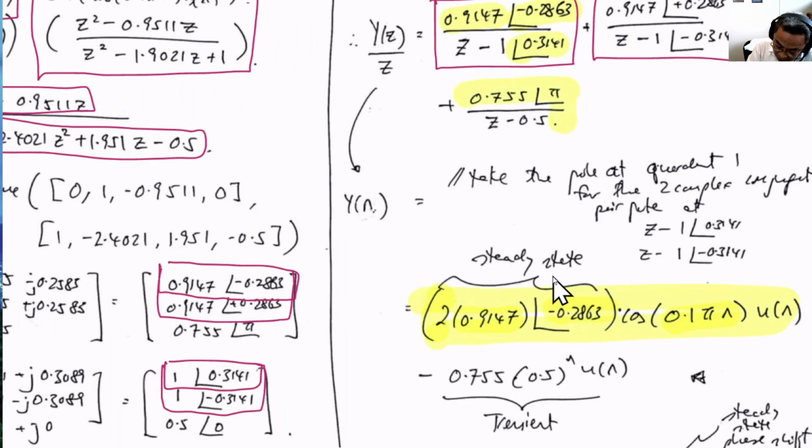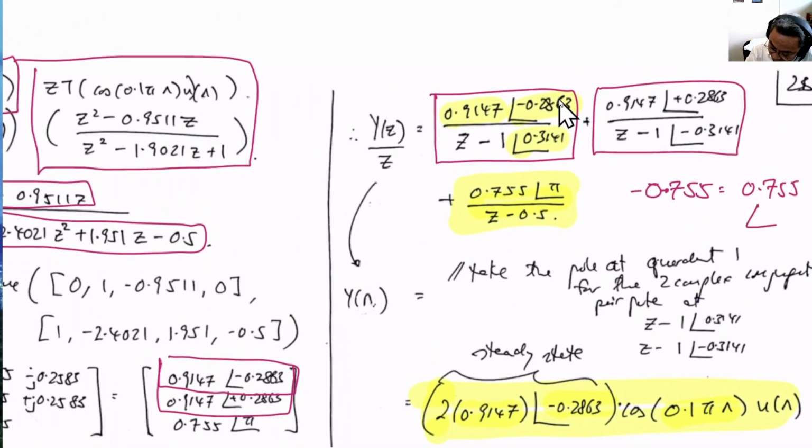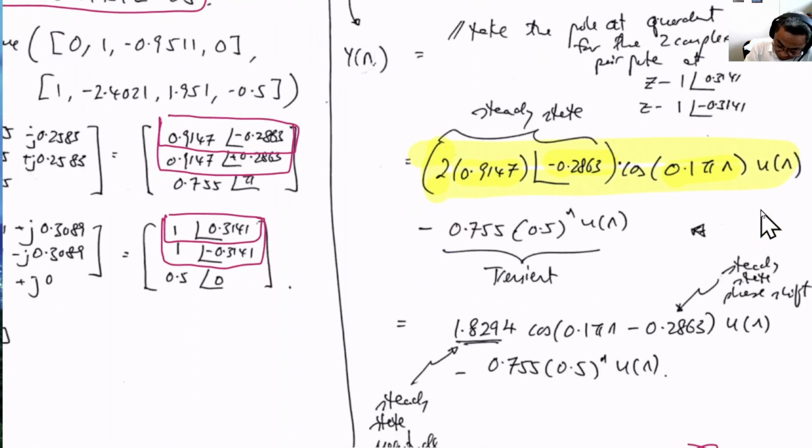And what about the transient? So the transient came from the exponential that is decaying at 0.5 to the power of n. So it's 0.7755 pi. What does this mean? This means, what is 0.755 pi? So it's minus 0.755 is equal to 0.755 angle pi, or angle minus pi, up to you. So a negative number has a phase shift of pi or negative pi. That's what it means.